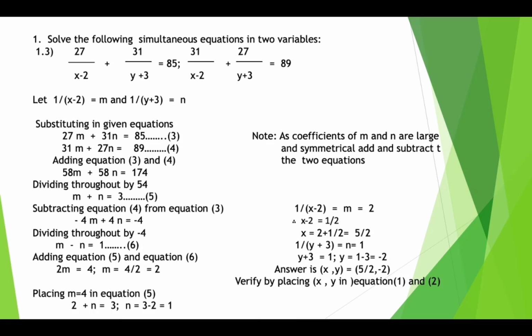And 1 upon x minus 2 is equal to m is equal to 2. Therefore, x minus 2 is 1 upon 2. x is equal to 2 plus 1 by 2, which is 5 by 2. 1 upon y plus 3 is equal to n is equal to 1. So, y plus 3 is equal to 1. y is equal to minus 2. So, for your homework, verify by placing x, y in equation 1 and 2.